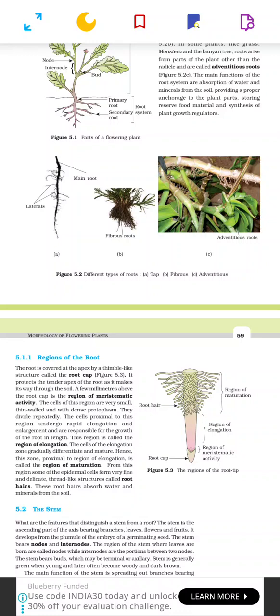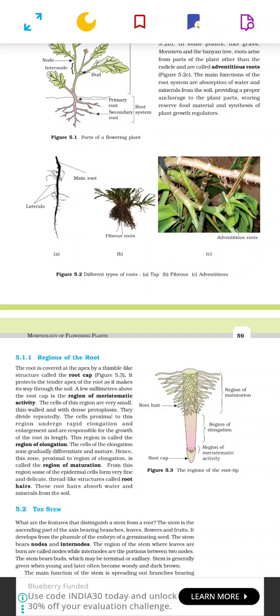They divide repeatedly. The cells proximal to this region undergo rapid elongation and enlargement and are responsible for the growth of the root in length. This region is called the zone of elongation or the region of elongation. The cells of the elongation zone gradually differentiate and mature. Hence, this zone proximal to the region of elongation is called the region of maturation.